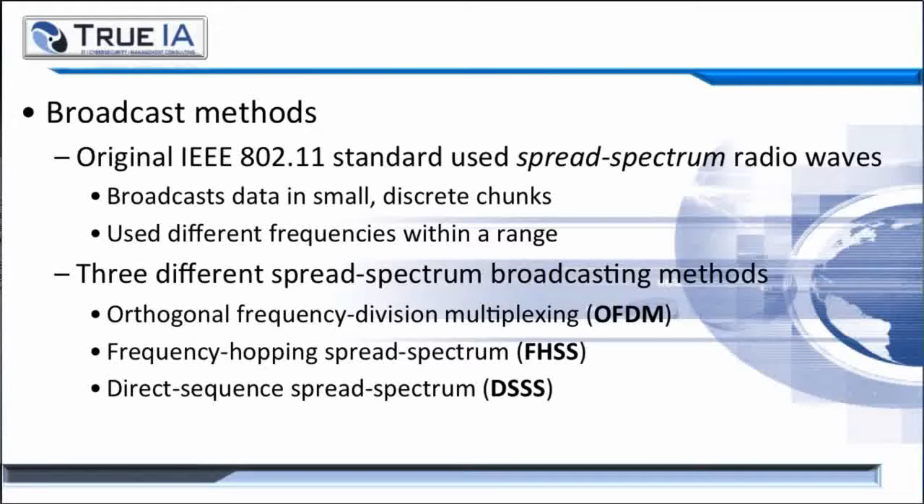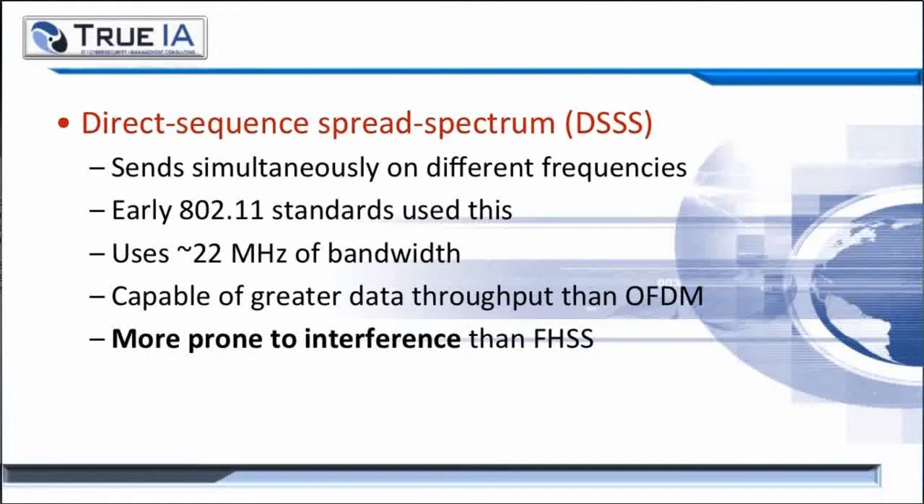So let's take a look at each one of these. With DSSS, direct sequence spread spectrum, it sends simultaneously on different channels. It uses a pretty high amount of bandwidth, about 22 megahertz. It is capable of much greater throughput than OFDM. However, it is more prone to interference than FHSS.